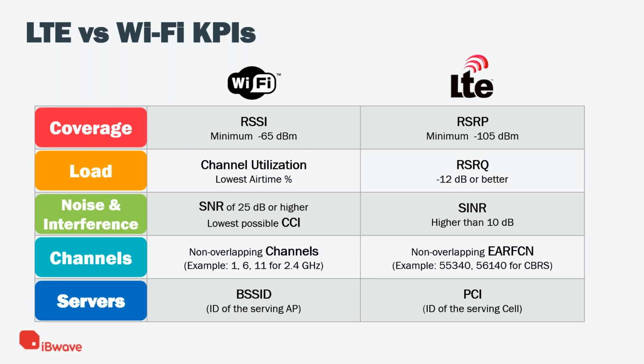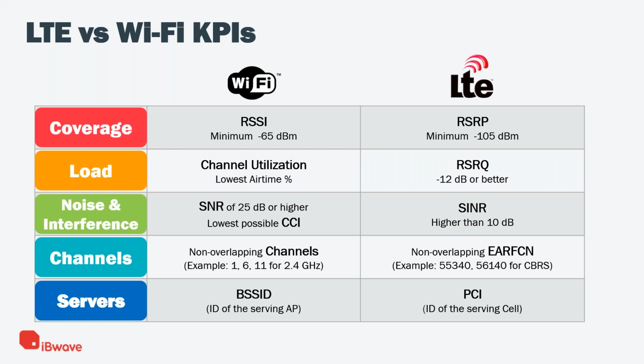In LTE, the channels do have a weird name. It's EARFCN. So if you're doing any LTE survey, remember that one. In our app, which I'm going to show you later, the mobile app, it's just mentioned as channel. So you don't have to worry about that, but remember this name. This is what the channel is for LTE. And this is an example for CBRS, for example. You have a number with 5 digits, 55340, and then 56140, depending on what channel you're using.